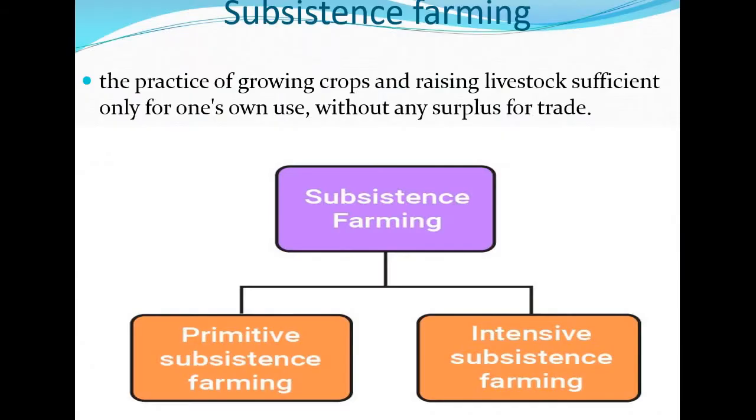In the types of farming, very first we will study subsistence farming. It is the practice of growing crops and raising livestock sufficient only for one's own use without any surplus for trade. It is divided into two parts: primitive subsistence farming and intensive subsistence farming.